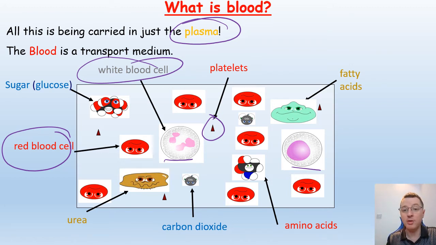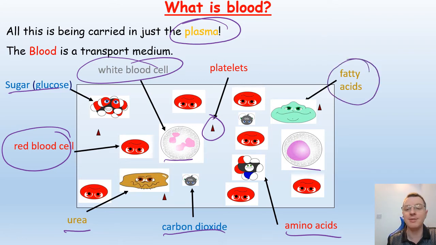But within the water that makes up the bulk of the plasma, we also have a number of other chemicals that are dissolved in that water. For example, we have a number of sugars like glucose. We have urea, which is a waste product made by your liver when it breaks down excess amino acids. We also have the amino acids dissolved within the plasma, and carbon dioxide. We also get fatty acids dissolved within the plasma, and that's a product of digestion when a fat molecule gets broken down into glycerol and fatty acids, and those fatty acids get absorbed and carried around in the plasma of the blood.